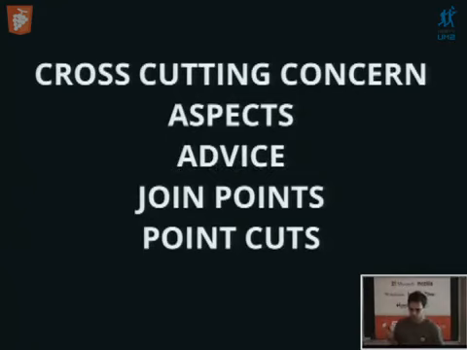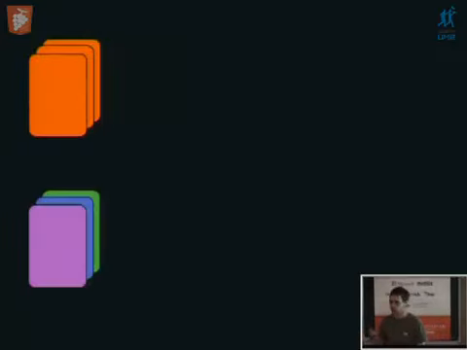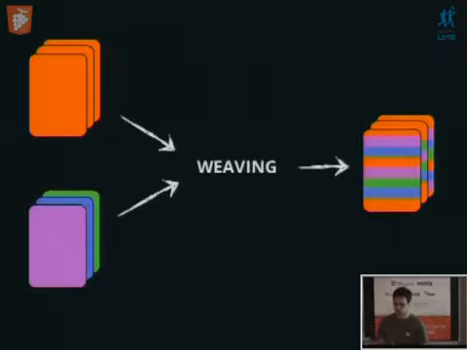And the last term is weaving. This is actually the act of taking your business logic, taking your aspects, looking at which aspects apply to which piece of business logic, and then combining that into a new functionality which is actually executed. So you're weaving the cross-cutting concerns into your business logic.